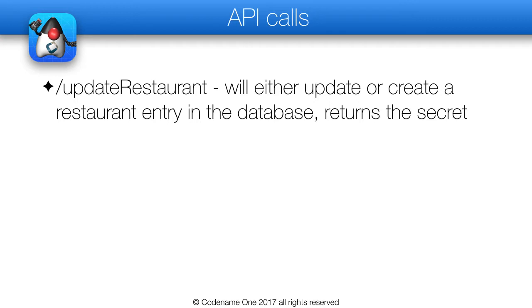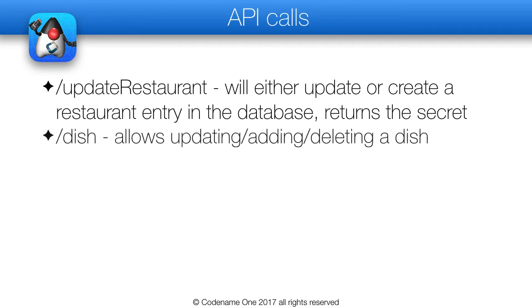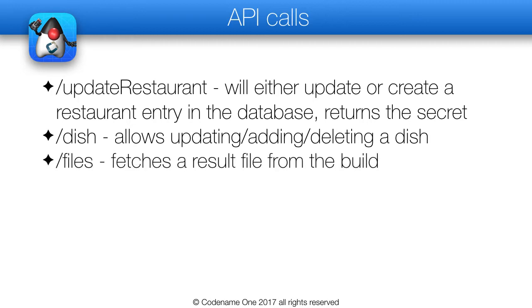This is the first draft of my plan for the API. Update restaurant would allow typical CRUD operations on the restaurant object. The same would be true for dish. Files would let us get a specific file from the server. It won't include listing or anything like that.